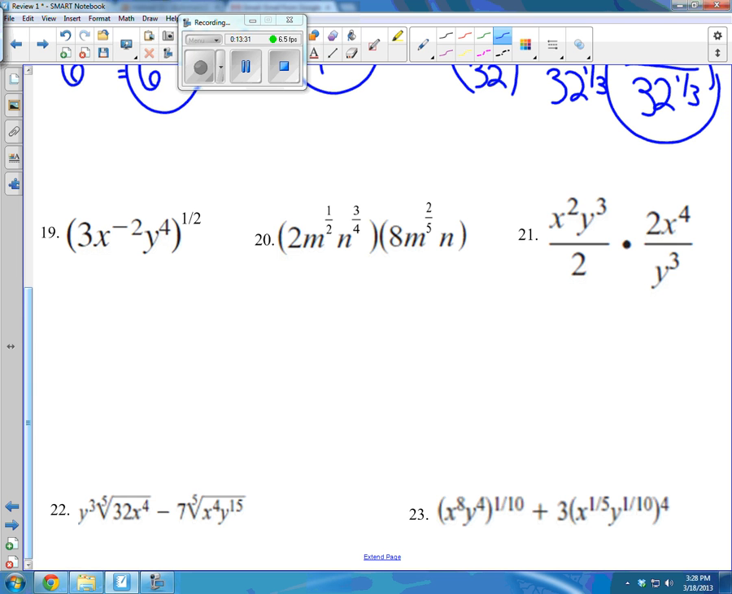All right, 19. I'm going to distribute the exponent to the 3, the -2, and the 4. So it's going to be 3 to the 1/2.